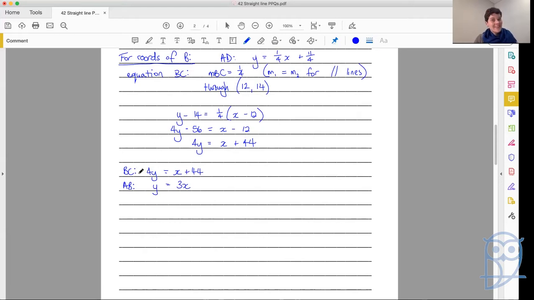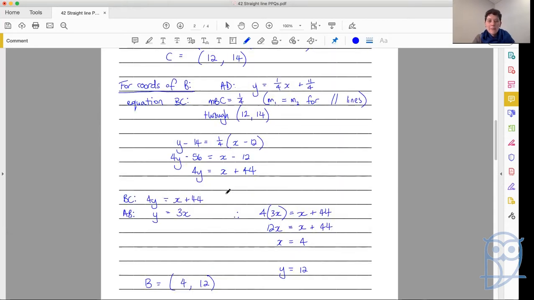So again, we can just substitute. So therefore, 4 by 3x equals x plus 44. So 12x equals x plus 44. So 11x gives us 44, which means that x gives us 4. So y equals 3 times 4 is 12. So our coordinates of B are x is 4, y is 12.